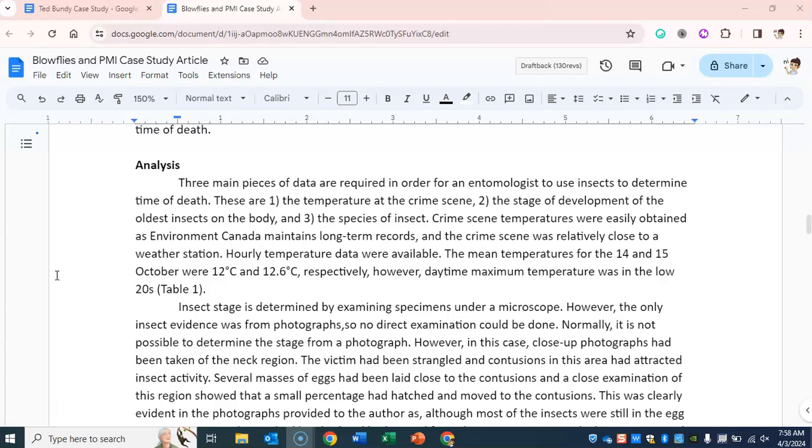a weather station. Hourly temperature data were available. The mean temperatures for the 14th and 15th of October were 12 degrees Celsius and 12.6 degrees Celsius, respectively. However, daytime maximum temperature was in the low 20s.